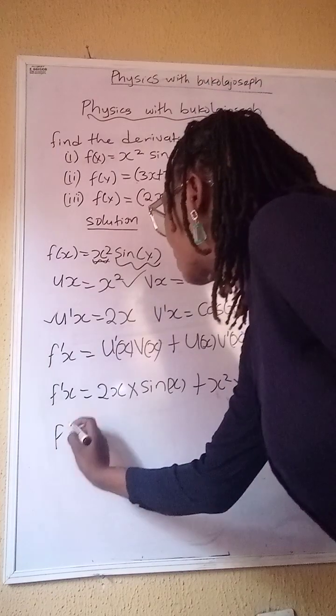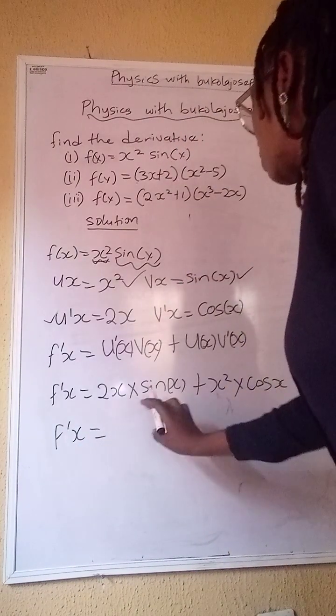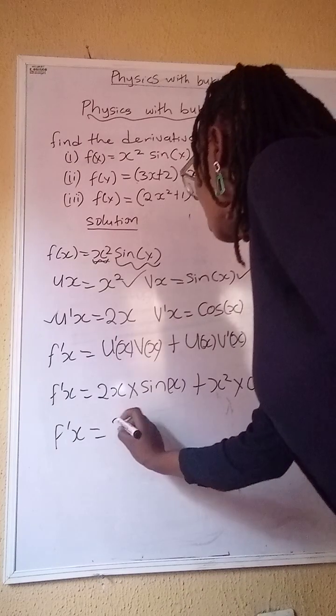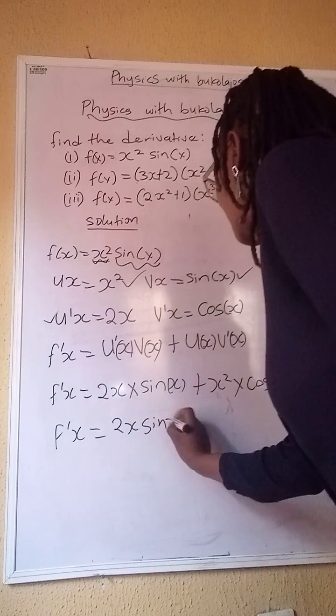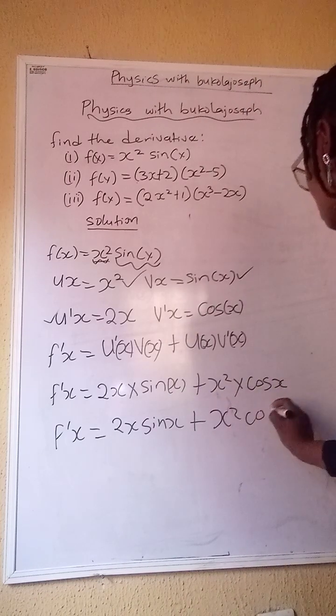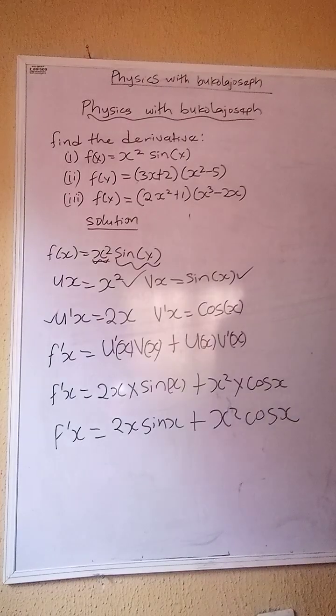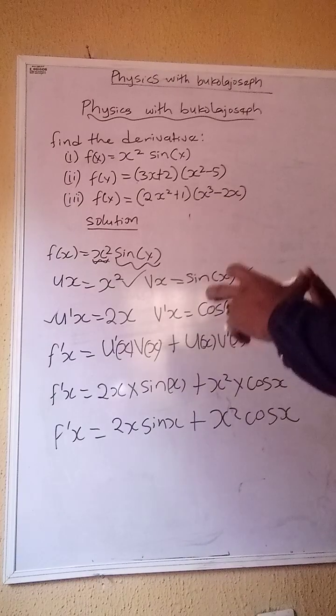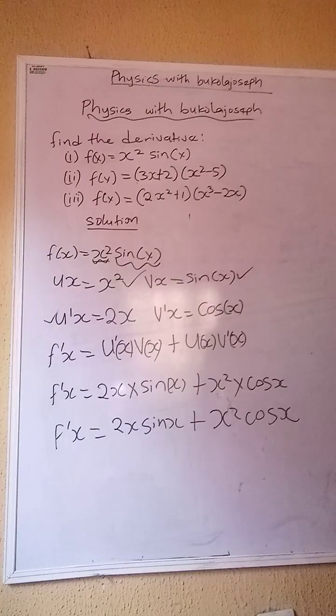So we have f1 prime, we simplify. This is equal to 2x sine x plus x squared cos x. So this is the differentiation of x squared sine x with respect to x. So this is the simplified version. This is the first derivative of what we have just done.